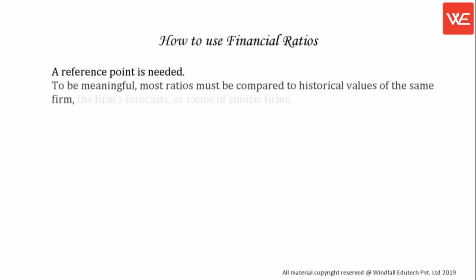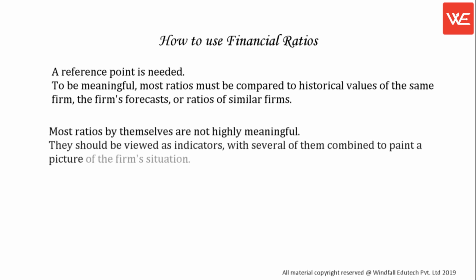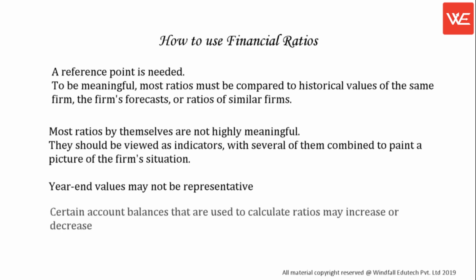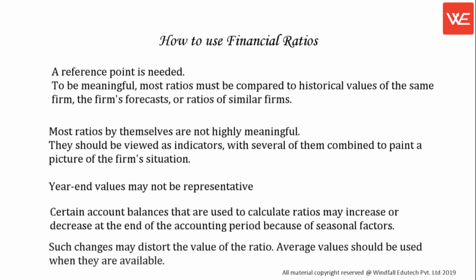A reference point is needed. To be meaningful, most ratios must be compared to historical values of the same firm, the firm's forecasts, or ratios of similar firms. Most ratios by themselves are not highly meaningful. They should be viewed as indicators, with several of them combined to paint a picture of the firm's situation. Year-end values may not be representative. Certain account balances that are used to calculate ratios may increase or decrease at the end of the accounting period because of seasonal factors. Such changes may distort the value of the ratio. Average values should be used when they are available.